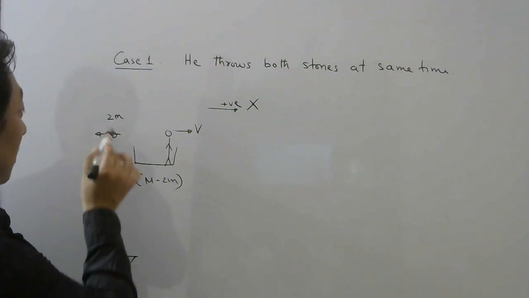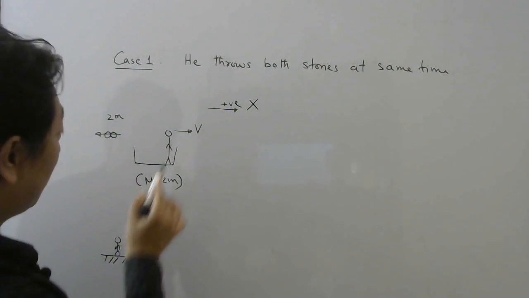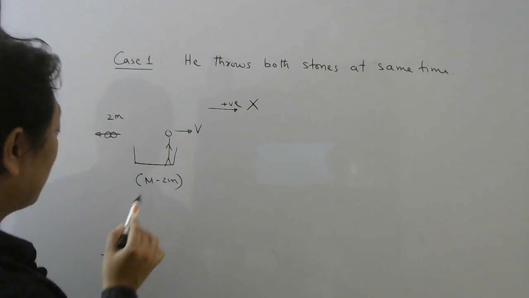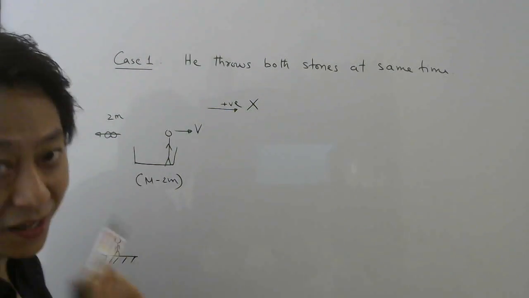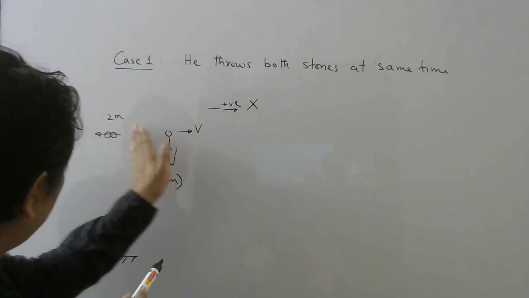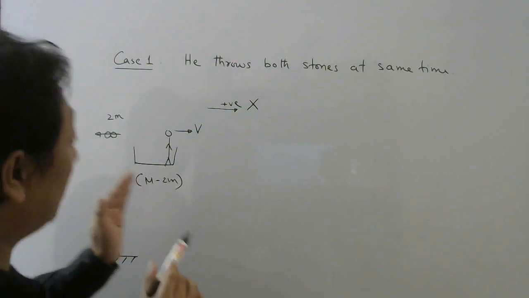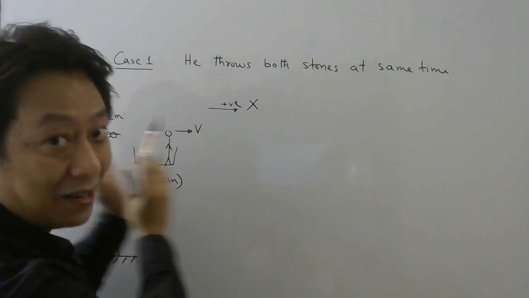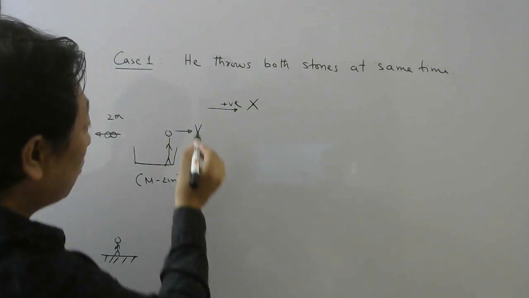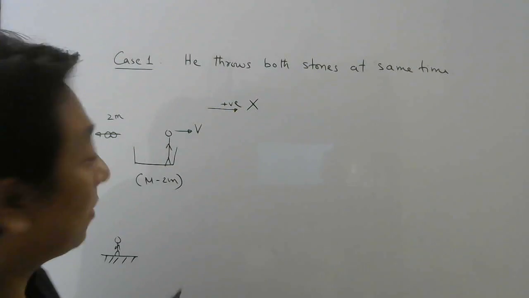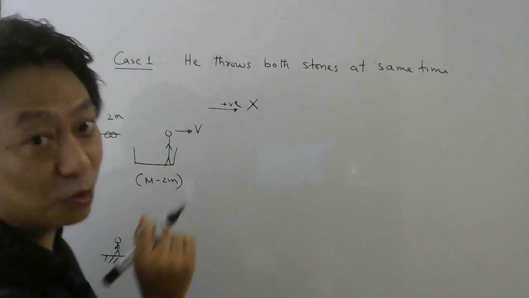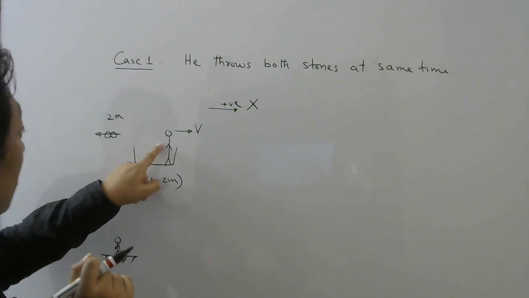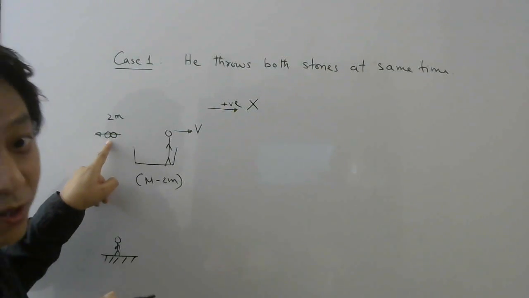The two stones together have mass 2m and the remaining part of the system will have mass M minus 2m, right? Now when he throws the stones in this direction, at that moment he will have a velocity v in this direction, right? Because of the reaction. Now we want to calculate this v, remember. Now I have taken this direction to be positive. So this velocity we know. What about the velocity of the stones?